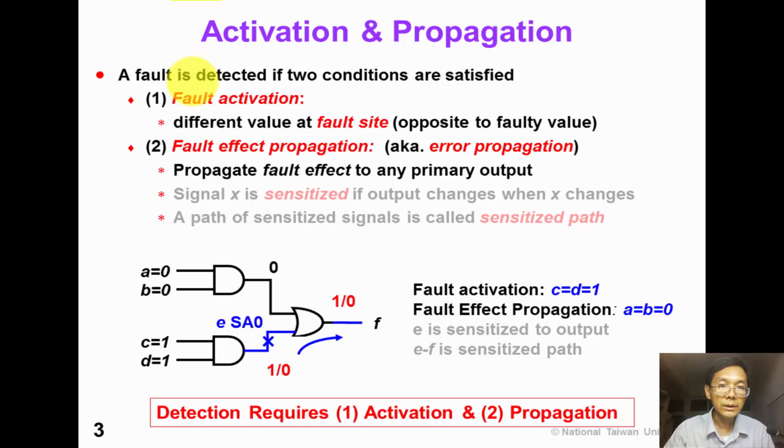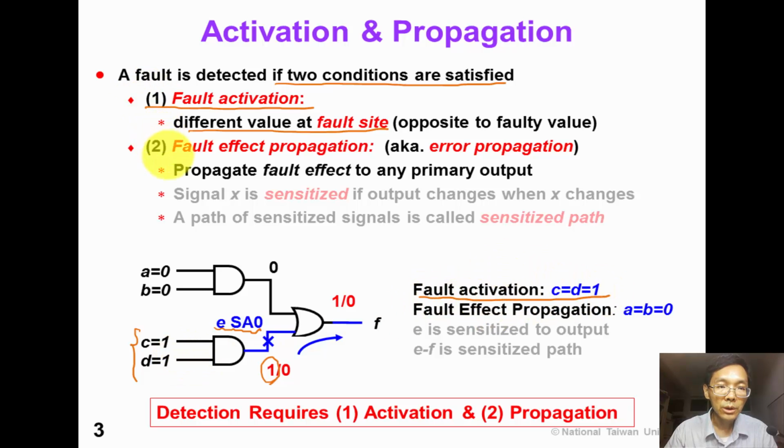A fault is detected if two conditions are satisfied. Number one condition, the fault activation condition. A fault is activated when we control the logic value at the fault site to a different value from the stuck value. For example, if we want to detect E stuck at 0, we need to control E to a good value 1. So we apply input pattern CD equal to 1, 1.